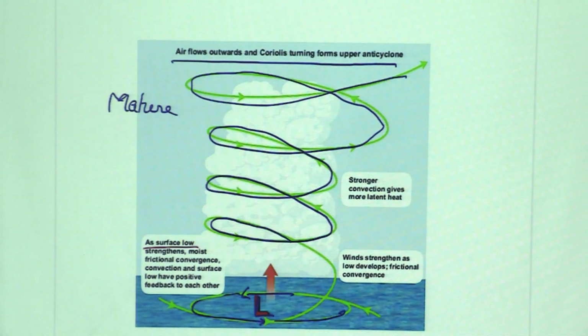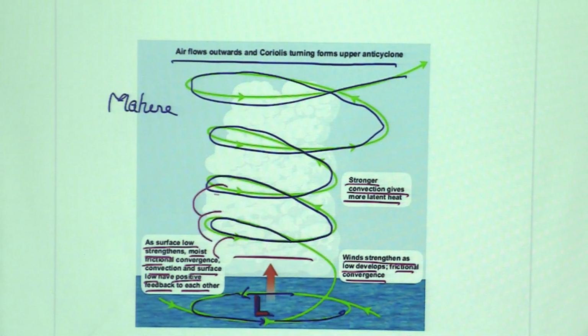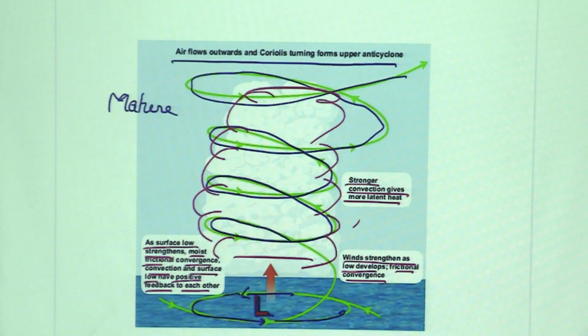As the surface low strengthens, moist frictional convergence, convection and surface low have a positive feedback on each other. Wind strengthens as low develops frictional convergence. Strong convection gives more latent heat. So, the entire system becomes significantly turbulent and generates cumulonimbus and cumulus clouds.